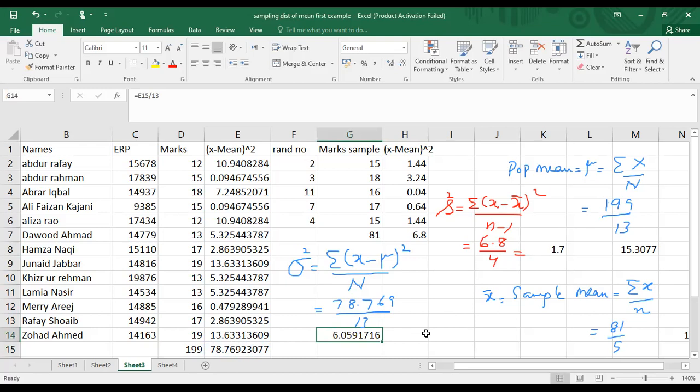What we did in this question, we have selected a random sample of size 5. From this random sample of size 5, we have computed the population mean, which is a parameter, and the population variance, which is also a parameter. Then a sample variance is computed, and the sample mean is also calculated. So these are the two statistics.